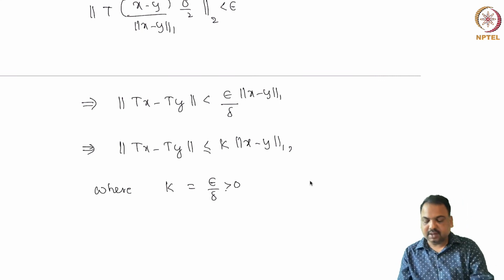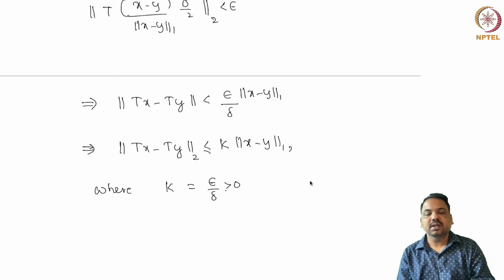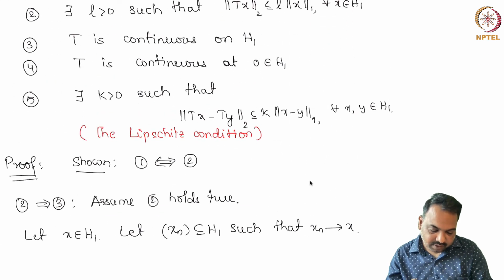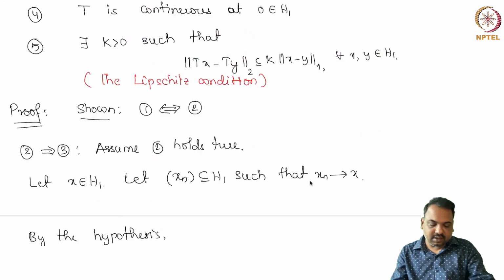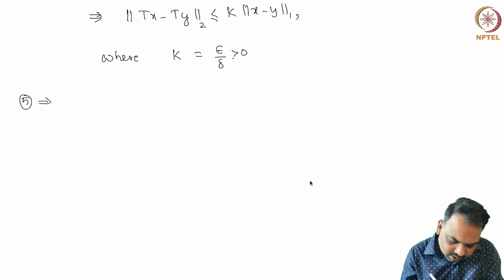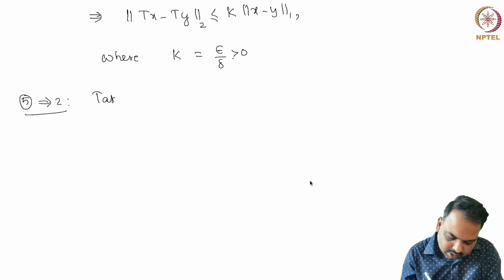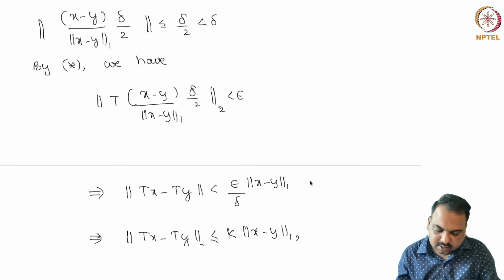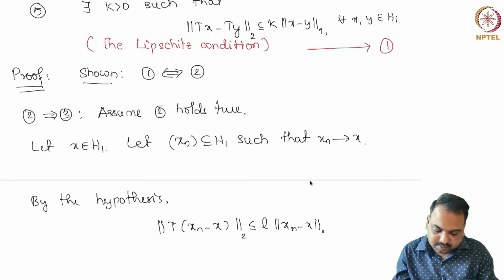So the Lipschitz condition is satisfied. So we can conclude that 4 implies 5. Now, instead of showing 5 implies 1, we show that 5 implies 2, because 1 and 2 are equivalent. So we want to show that 5 implies 2. So take y equal to 0 in the Lipschitz condition, that is, let me say this is 1.